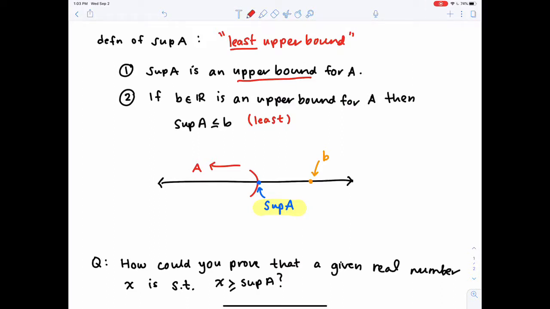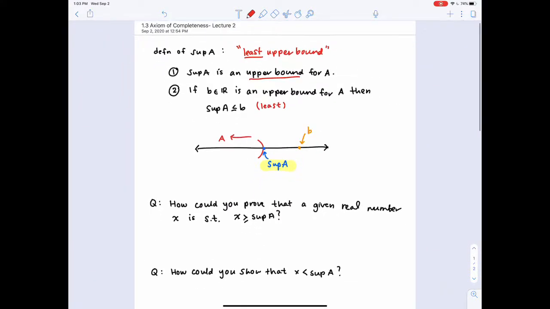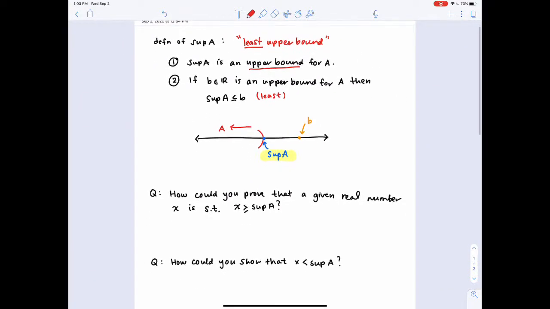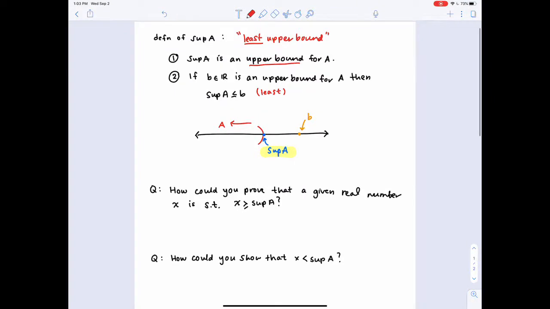So something to think about, this definition actually gives us a way to answer the following two questions. Question one says, how could you prove that a given real number x is such that x is greater than or equal to sup A? And the second question is, how could you show that a real number x is less than sup A? So I recommend pausing the video before you take a look at my solution.